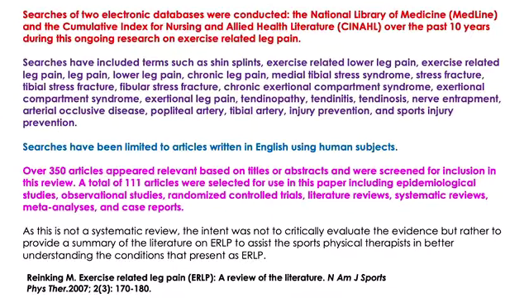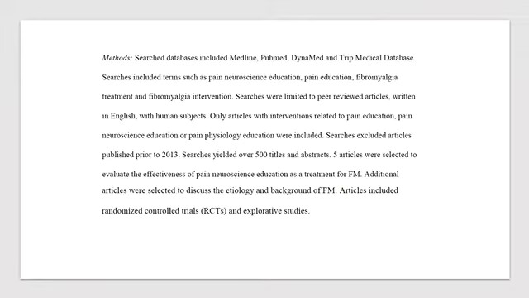Okay, we're going to show you a few more examples, and these are pulled from 3 narrative reviews that I just thought were really, really well written from last year. Okay, here's example 1. Methods, searches included these particular databases here. Search terms, kind of vague, just a few search terms that we used here. How do we limit our articles? Peer-reviewed, written in English with human subjects. Searches excluded articles published prior to 2013. They arbitrarily used a 5-year window for this particular narrative review.